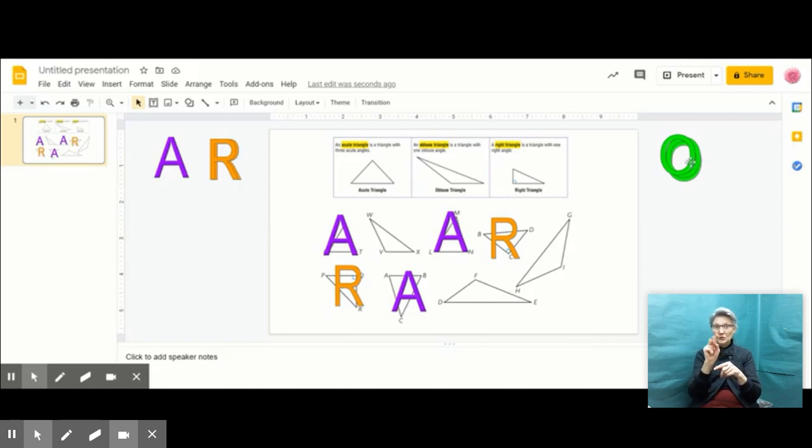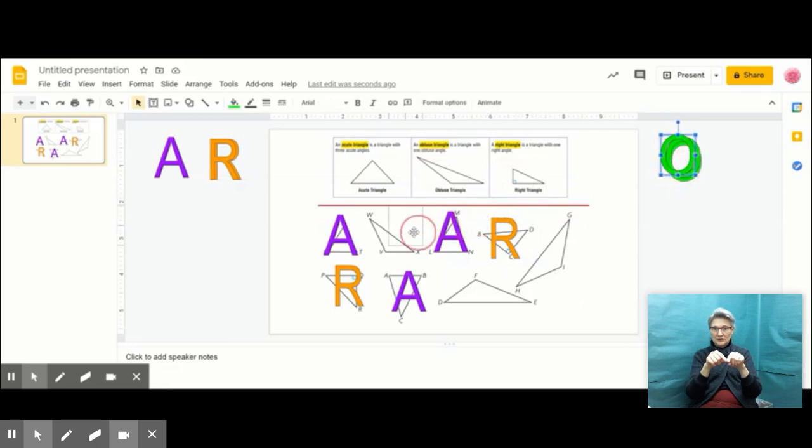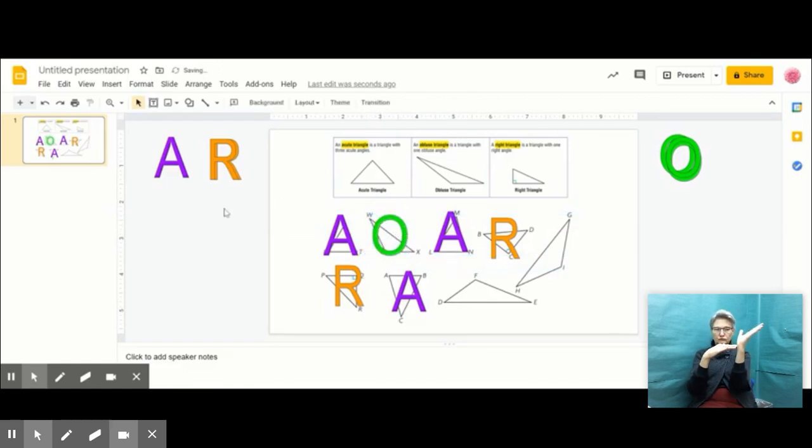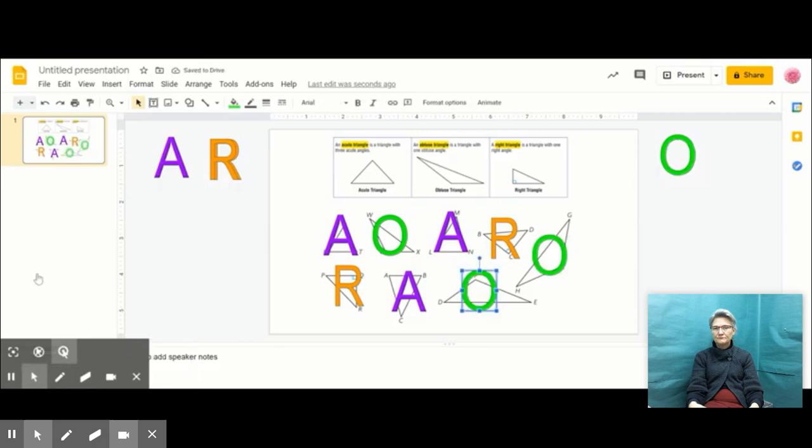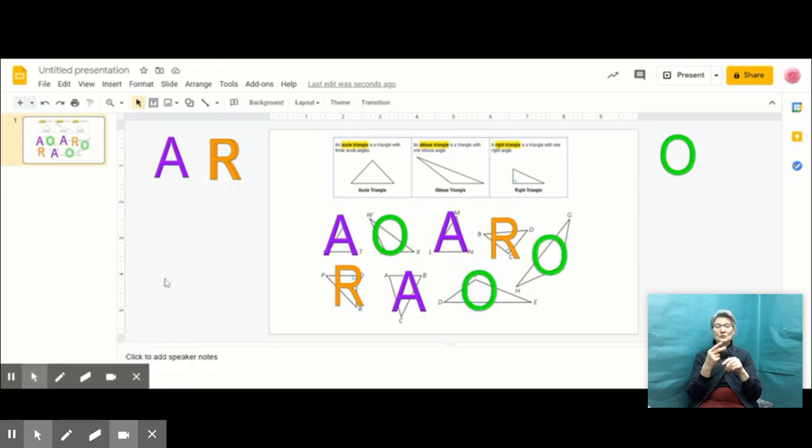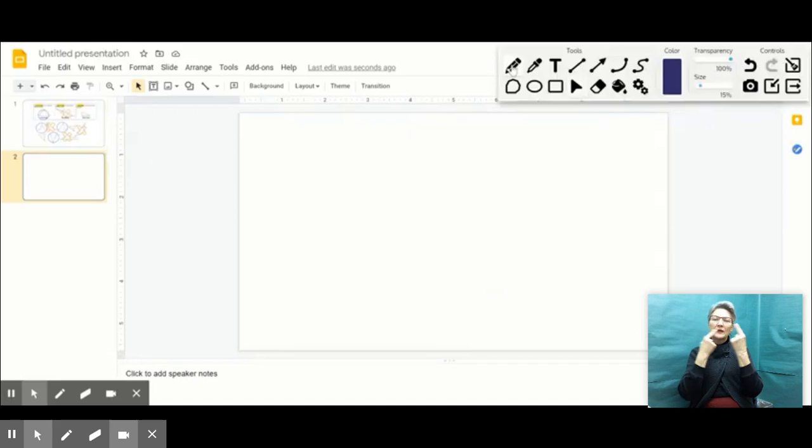So I'm going to model this one. I know that triangle WVX is an obtuse triangle because I see that it has one obtuse angle. That classifies it as an obtuse triangle. Pause the video and give it a try on your own. Okay, time to check your work. Did you classify your triangles as I have right here? Great job.